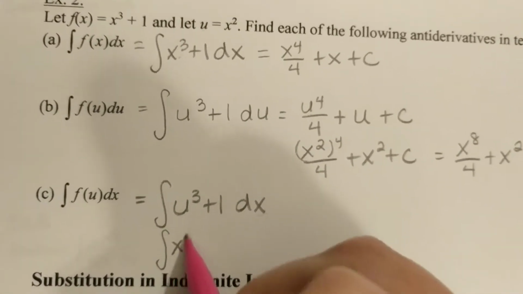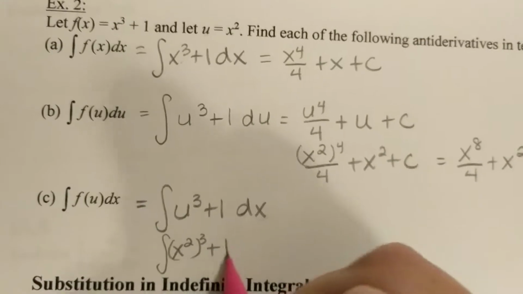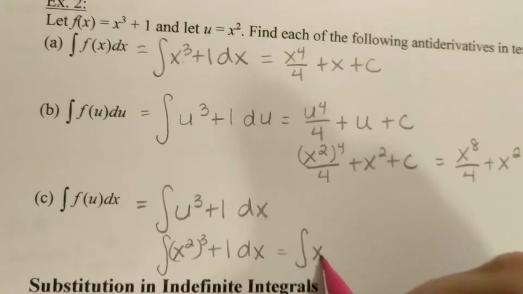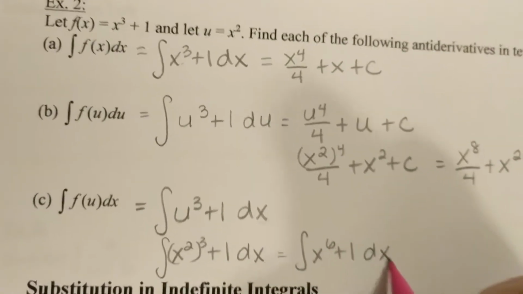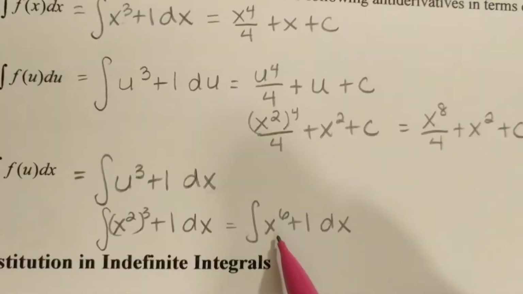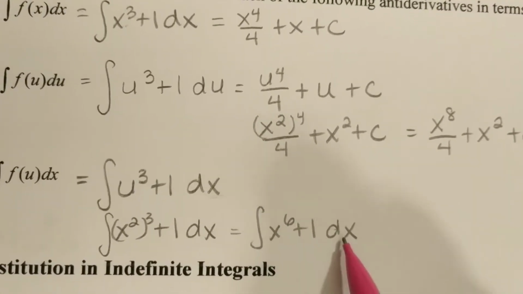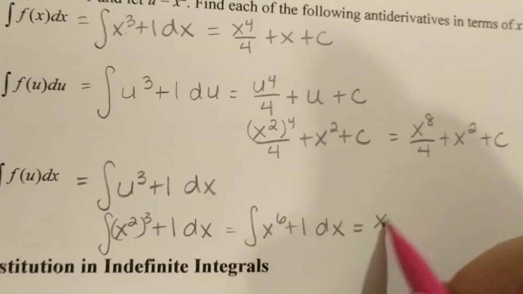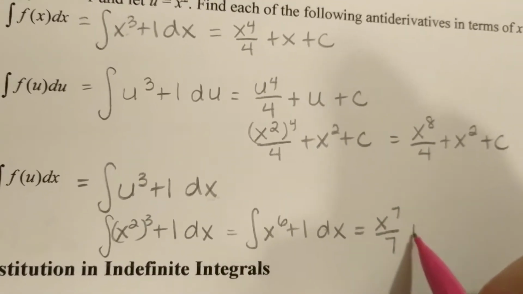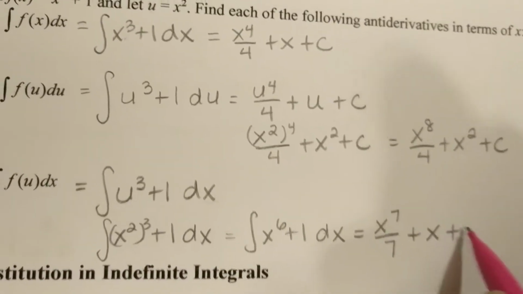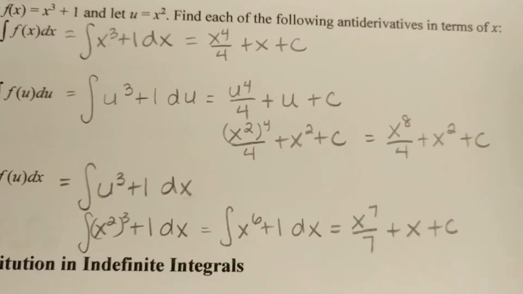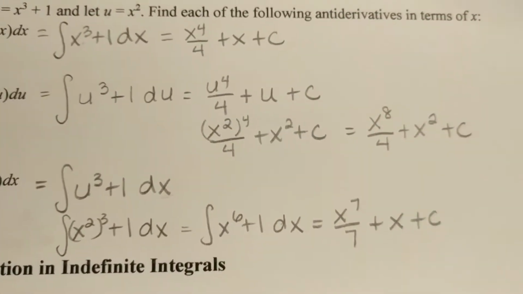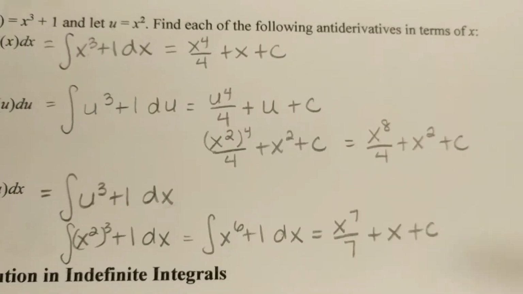So x squared cubed, which is the same thing as x to the 6th plus 1 dx. Now I can do this. I've got my function with respect to x. So if I do the antiderivative, we get x to the 7th over 7 plus x plus c. So those letters matter for each one because notice we got a different function for an answer for all three.